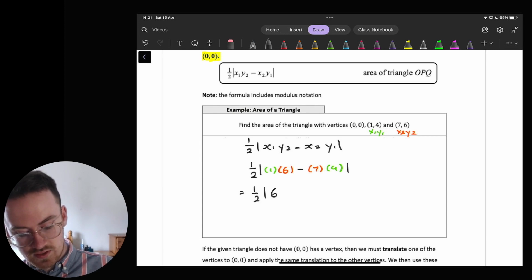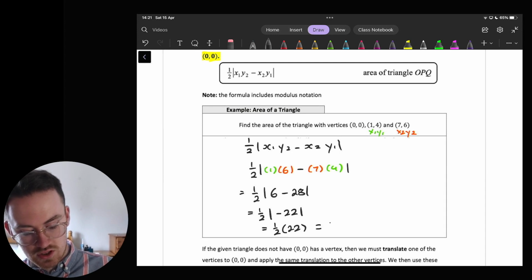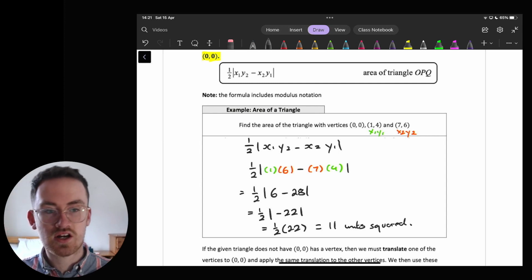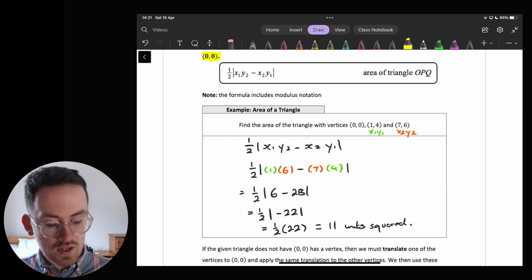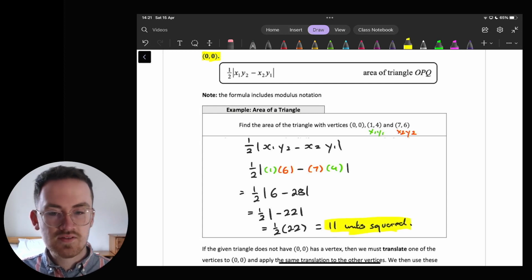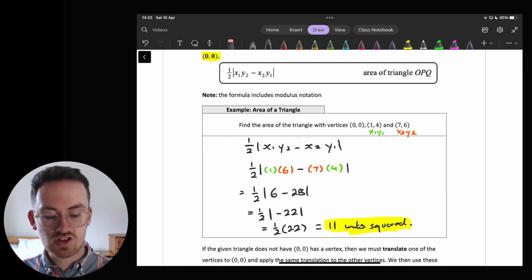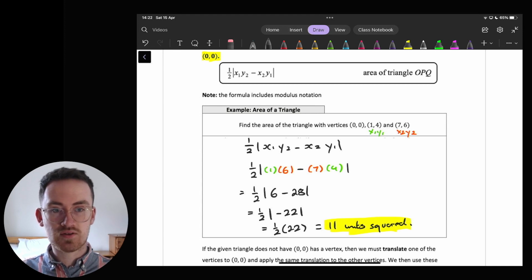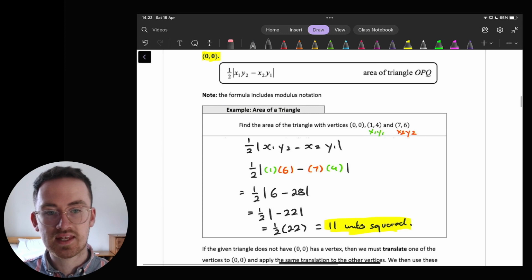So 6 minus 28, which is a half of minus 22, which is a half by 22, which is 11 units squared. We don't actually know what our units are here, so we'll just say units squared. So you can see subbing it into our formula there is fairly straightforward, just making sure that you line up your points correctly, so the x1, y2, x2, y1, and then making sure that you're subbing them in correctly with that as well.